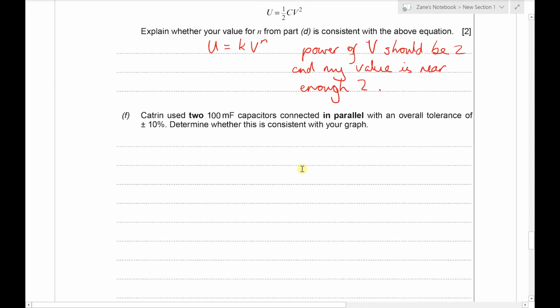For the final part of the paper, Catherine has used two 100 millifarad capacitors connected in parallel with an overall tolerance of 10%. We're going to determine whether this is consistent with your graph. Now remember that capacitors in parallel add up, so the total capacitance should be 200 millifarads plus or minus 10%, so plus or minus 20 millifarads.